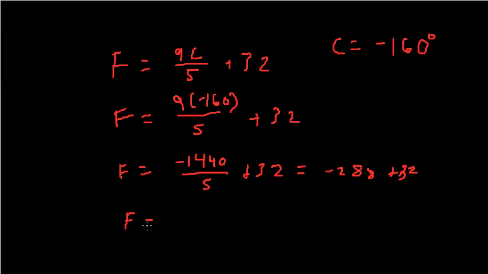So our Fahrenheit then is negative 288 plus 32, or negative 256 degrees Fahrenheit. Now let's take a closer look at some algebraic terms and what we can do with them.